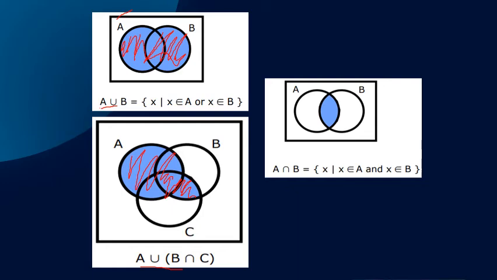Next, we have intersection of A and B. Kung ano lang ang common sa A kag B. Kung diin lang nag-overlap, amo lang ang i-shade naton.